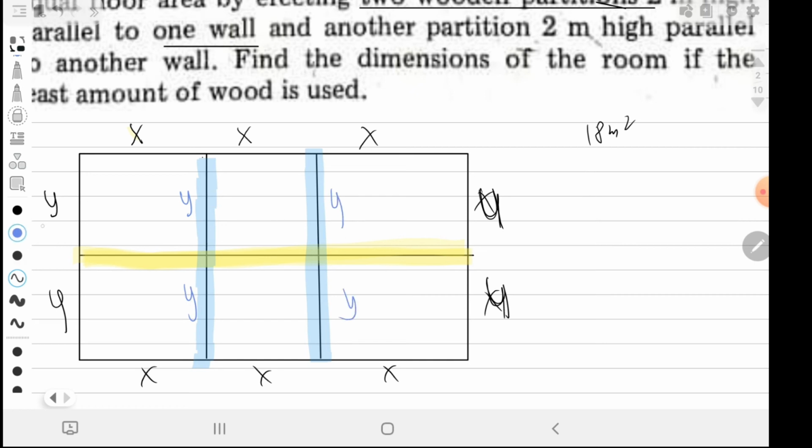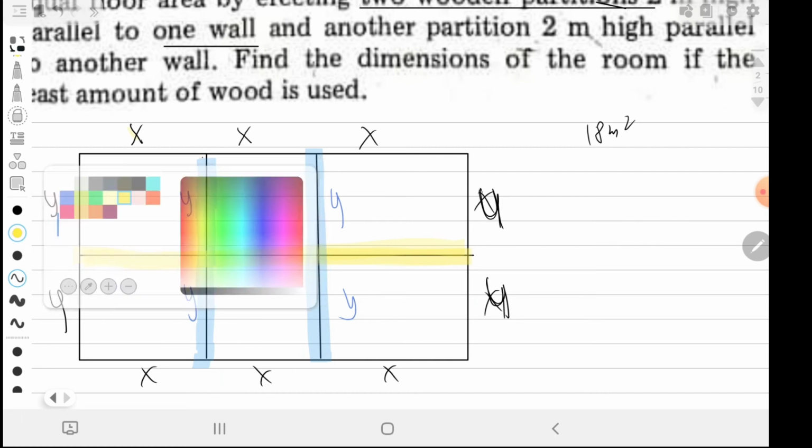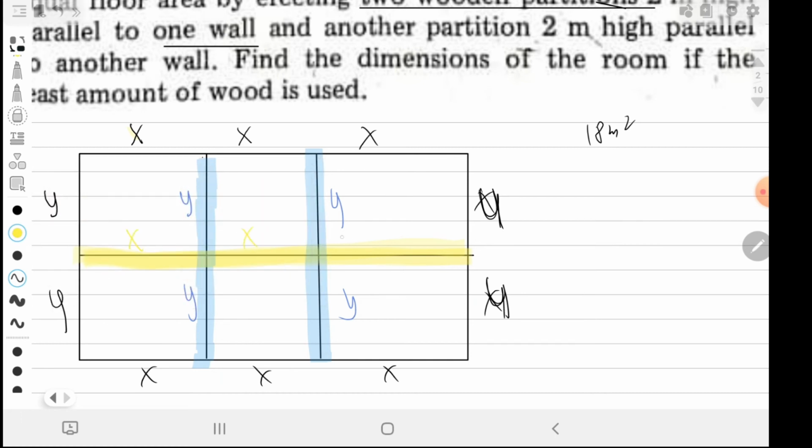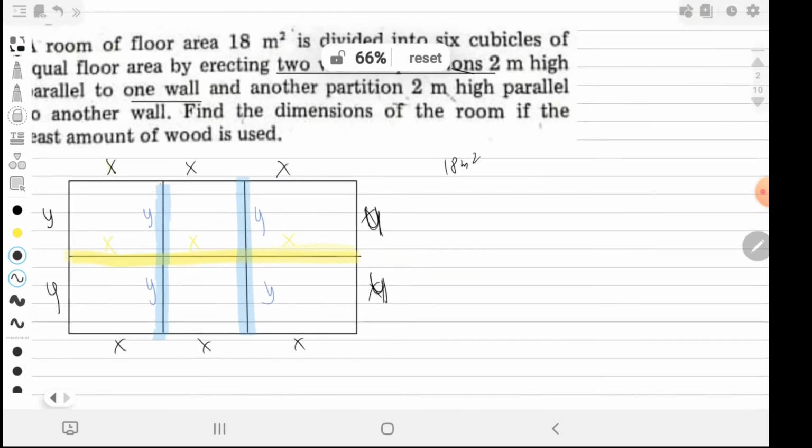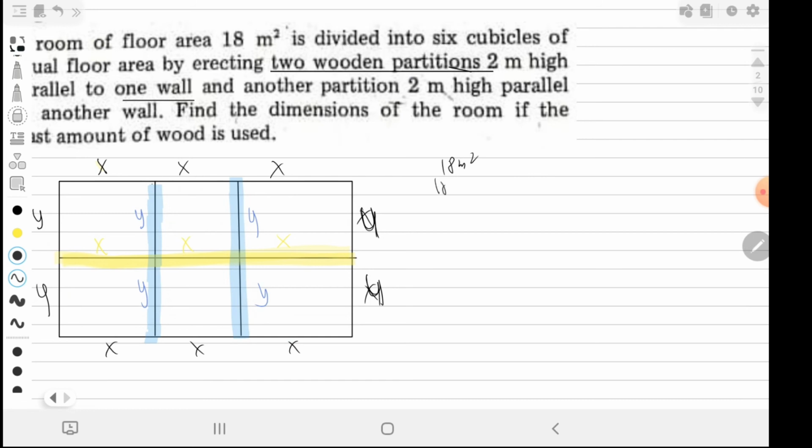And then, of course, meron tayong tatlong x. We have x. Right? So, from this, we can say that 18 meters square is equal to length multiplied by width. But in this situation, yung length natin is equal to 3x multiplied by 2y, which is equal to 18 meters square.